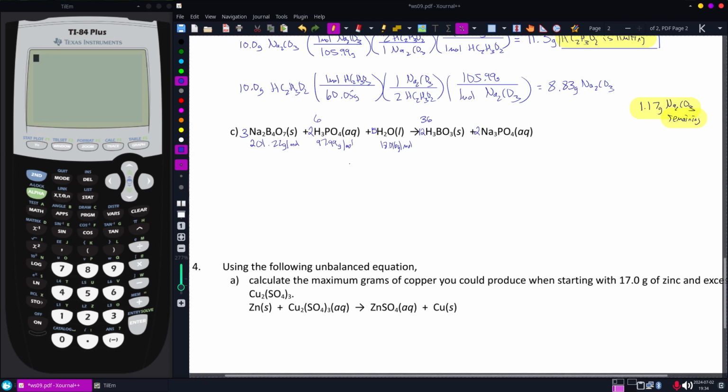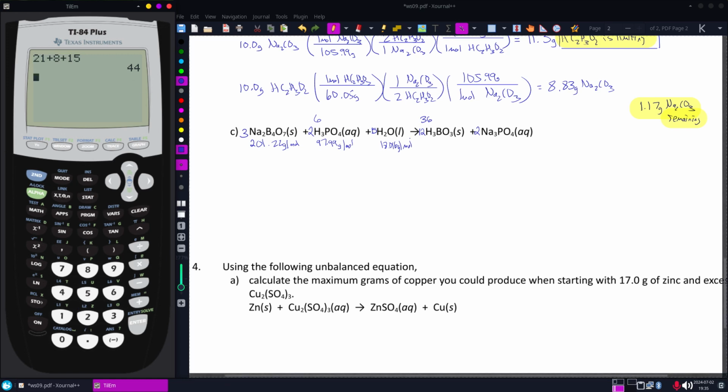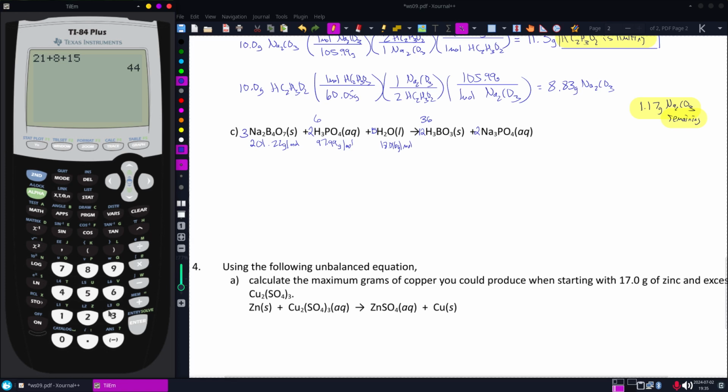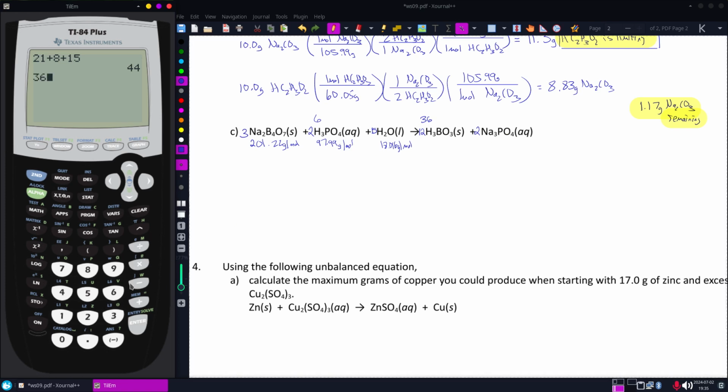And if we check our oxygens, which is a pain in the butt, I got 3 and 7, 3 times 7, so 21 oxygens there. I have 2 times 4, 8 oxygens, and then I have 15. So on the reactant side, I have a grand total of 44 oxygens. On the product side, I have 12 times 3, 36, and then I have 2 times 4, 8. So I do get all the oxygens accounted for.